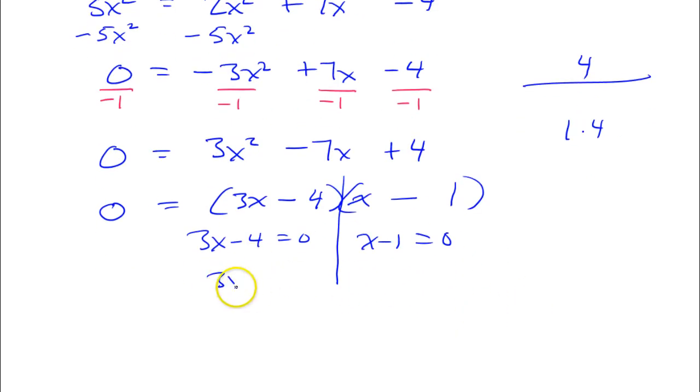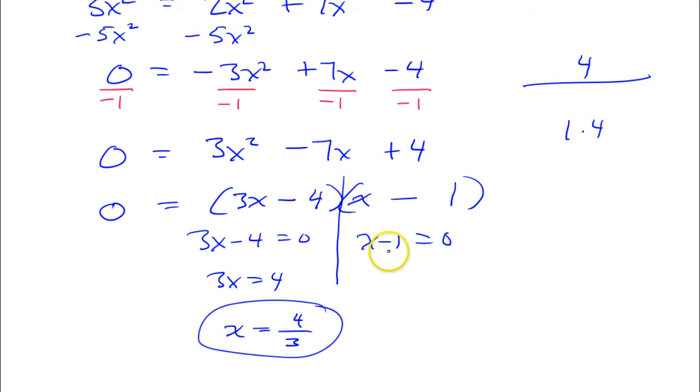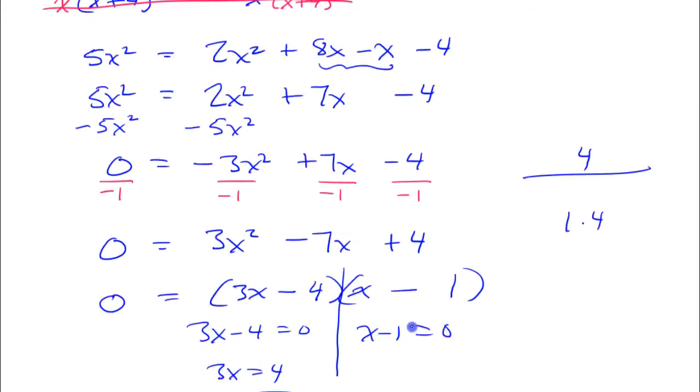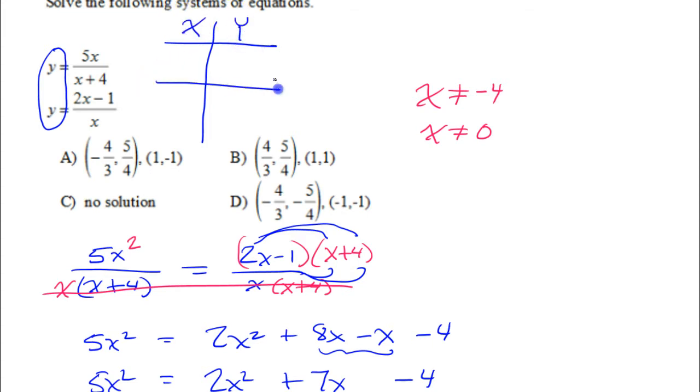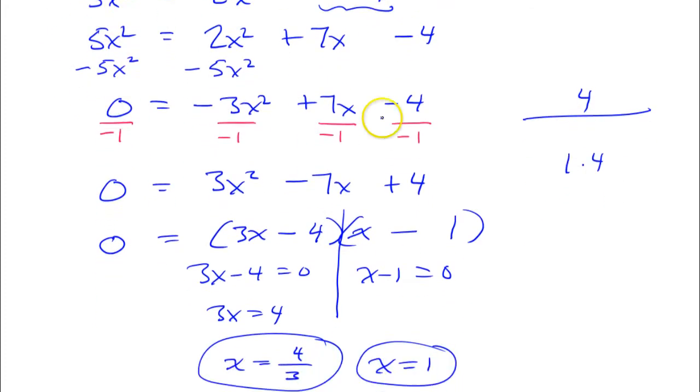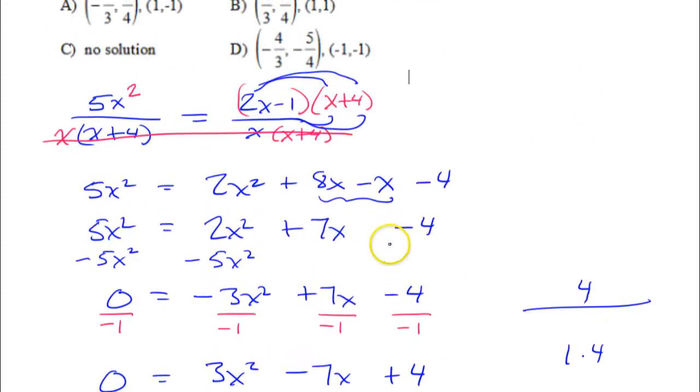Adding 4 to both sides, I have 3x equals 4, and then dividing by 3 on both sides, x is equal to 4 over 3. Adding 1 to both sides, x is equal to 1. Now, we are not finished here, people. These are just the x values. This was a system. Alright, we started off with two equations that involved y values. That tells us that we need to find the y values as well. Alright, so our x values are 4/3 and 1.